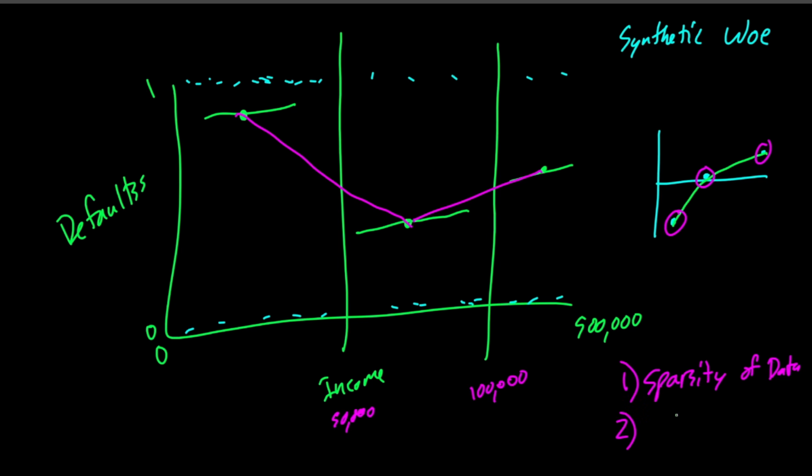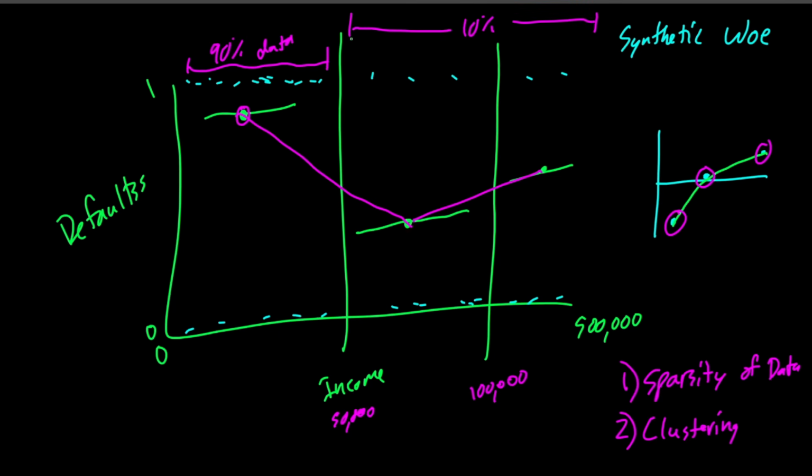And the second one is going to be clustering, and clustering mixed with sparsity is often an issue here. So imagine that you had like 90% of your data in this region here. So you could really reliably estimate this sort of data point within itself. But the issue is the last 10% covers this. So what I'm saying is I can estimate anyone with an income of less than 50,000 extremely well, but I have no possible way of assigning a weight of evidence value reliably, right? The estimate of that is not going to be good.